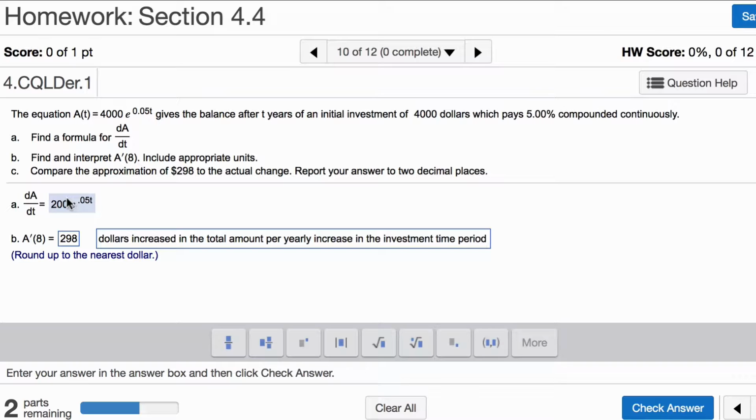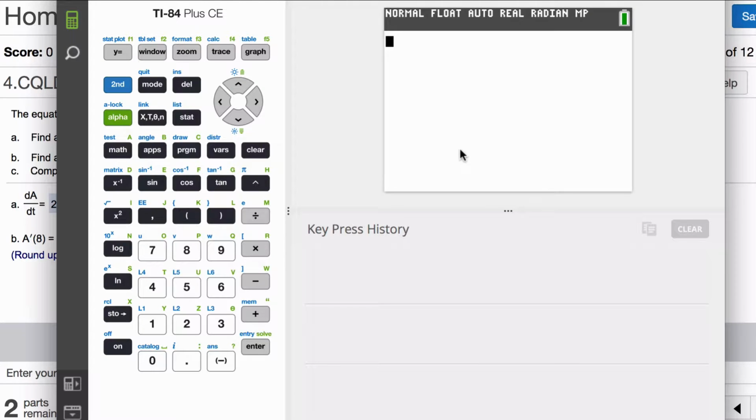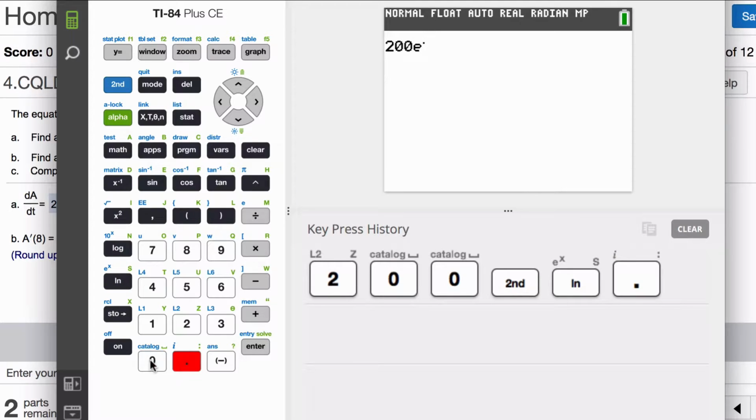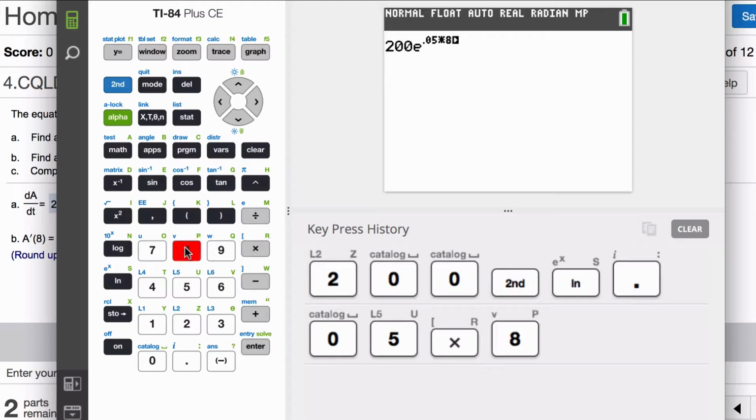We need to plug this into the derivative, and again, it depends on how you have your calculator set up. But I basically put in 200 e to the, let's take a look right here. Okay, so here I have the graphing calculator. So we have 200, and then to locate the e, it's second ln. And mine shows up with the exponent. Otherwise, you may want to use parentheses. So I put 0.05 times 8.